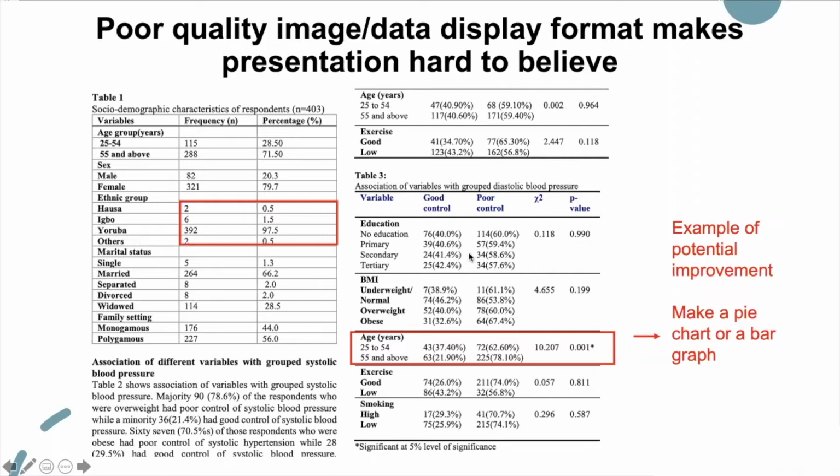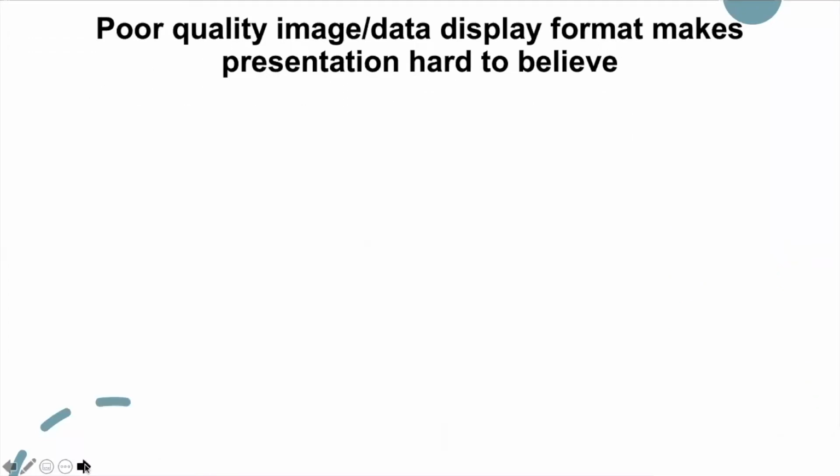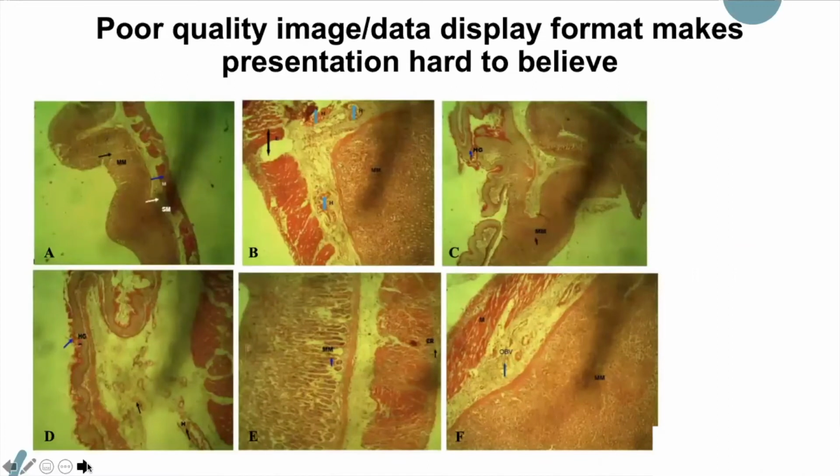For example, if you look at this other table, there is only one data point that is significant, that is age. So you can just take this and make it a pie chart or bar graph, to help people focus on the most important data. Now, the second study is this one. They have done some micrographs and staining. And here it is difficult to tell what is going on.